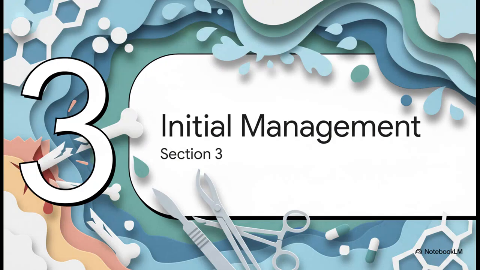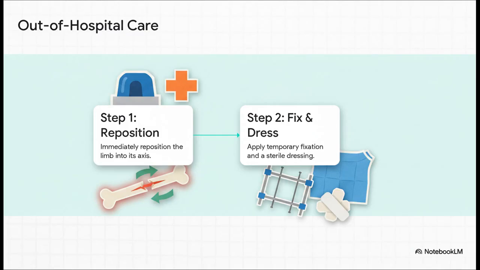Okay, with that framework locked in, let's talk about the first moves. What's the immediate protocol, either on the scene or as soon as the patient hits the emergency department? Before that patient even sees an operating room, two actions are paramount. Number 1, immediately reposition the limb back into its anatomical axis. Number 2, get some temporary fixation on there and cover the wound with a sterile dressing. Now, these are not just comfort measures. These are critical interventions to stop a bad injury from getting catastrophically worse.